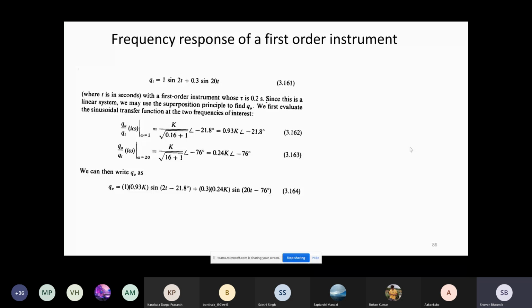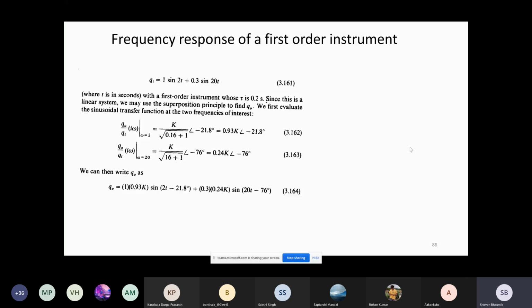Since this is a linear system, we may use the superposition principle to find Q0. That means we calculate the output due to the first component and the output due to the second component, and then sum them to get the ultimate output. For the first component, the amplitude is 1 and the frequency is 2. The output amplitude will be K by root over (omega square tau square plus 1), where omega is 2, so 2 square, and tau is 0.2, so 0.2 square.